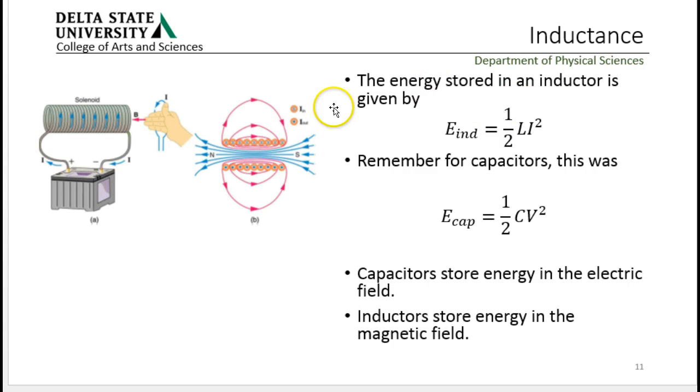The energy stored in an inductor is 1/2 L i squared. If you remember back when we looked at capacitors, the energy stored in a capacitor is 1/2 C V squared. The long and short of this is capacitors store energy in the electric field, which is given by their relationship to voltage, and inductors store energy in the magnetic field, which is given by its relationship to the current. So the relationship between capacitors and voltage is the same as the relationship between inductors and current.